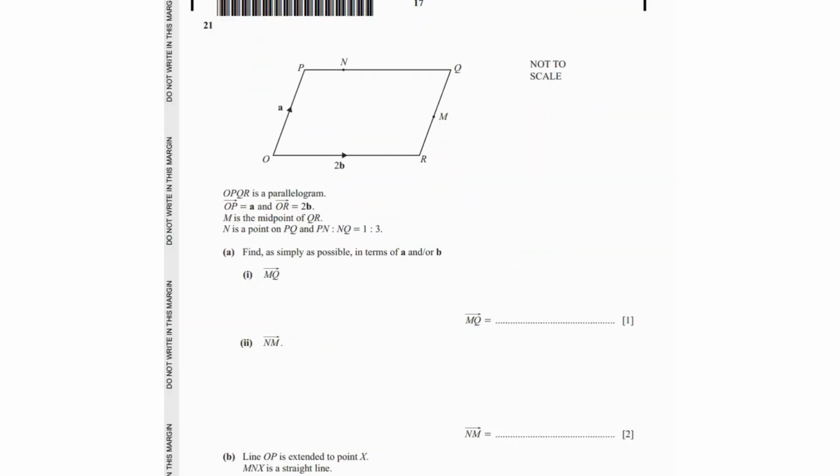Then your question on vectors. It says OPQR is a parallelogram. Vector OP is A and vector OR is 2B. M is the midpoint of QR. N is a point on PQ and PN is to NQ is 1 is to 3. Find as simply as possible in terms of A and or B, MQ.